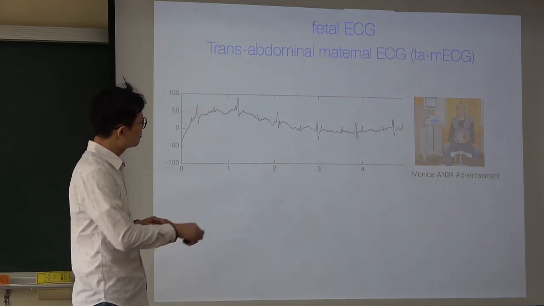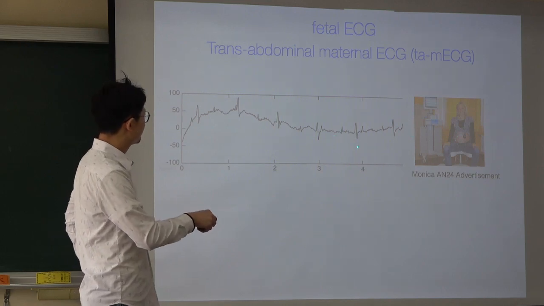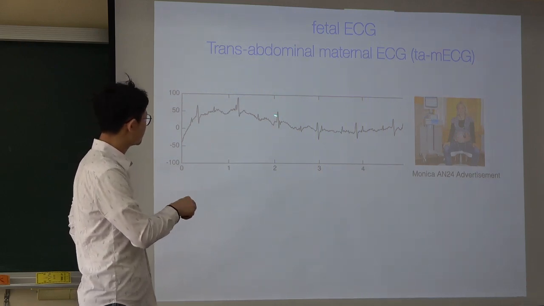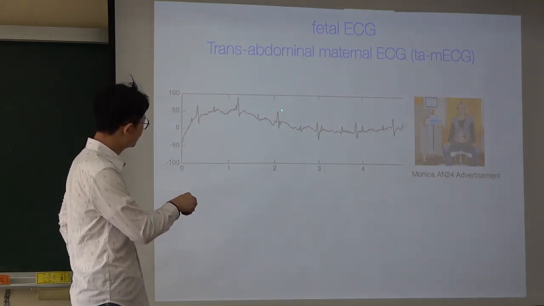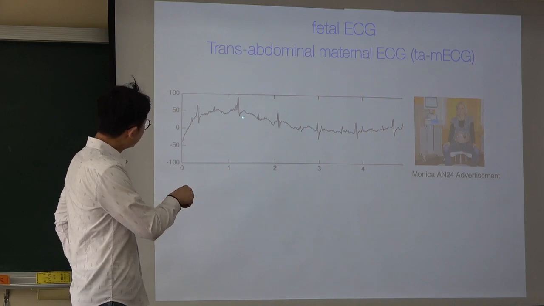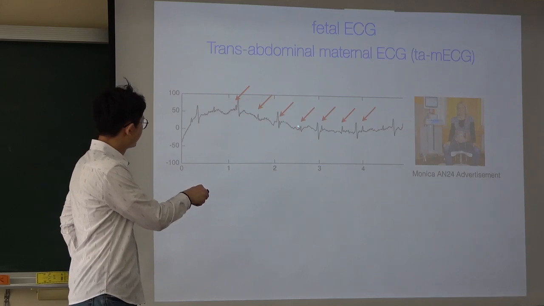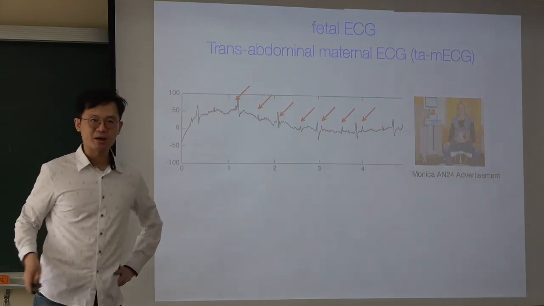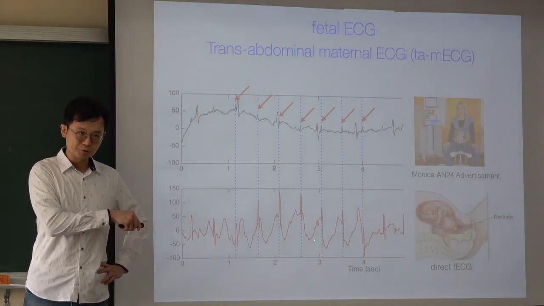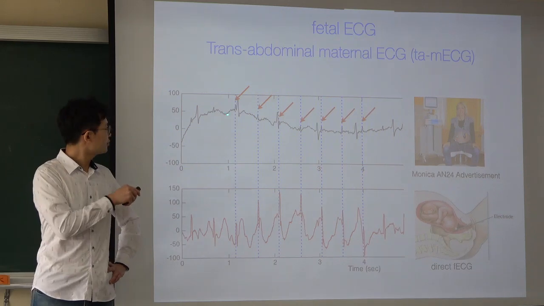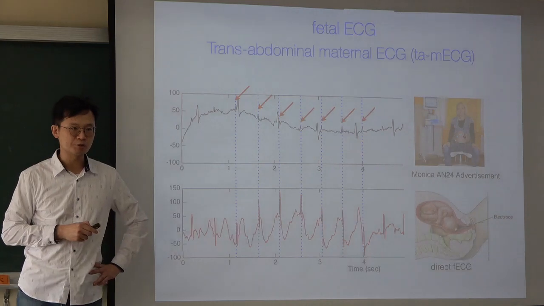What you can do is put ECG leads on the female's abdomen and record the transabdominal maternal ECG. And this transabdominal maternal ECG contains two ECG components. One is the maternal heartbeat. The other one will be fetal heartbeats. And those small spikes are fetus because we have simultaneously recorded fetal ECG for confirmation. So those small spikes are not artifacts, but fetal ECG information.